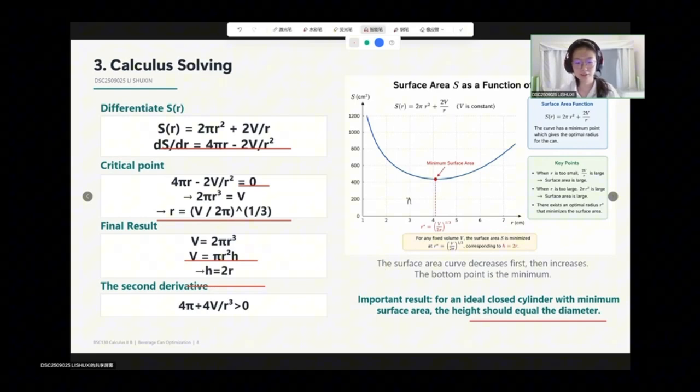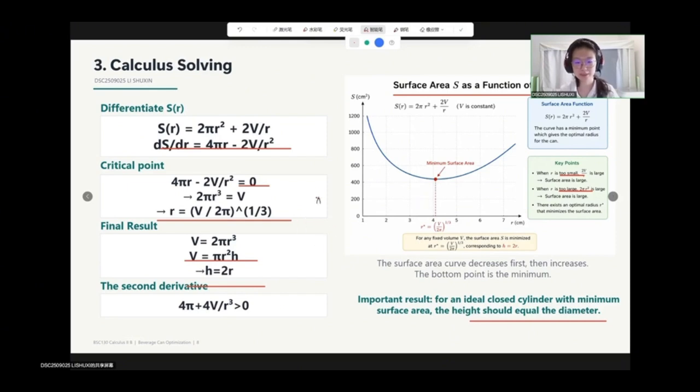Now, let's look at the graph of the surface area function. When the radius is too small, the can must become much taller to maintain the same volume. As a result, the curved side surface becomes much larger, causing the total surface area to increase. On the other hand, when the radius is too large, the top and the bottom circular areas increase rapidly. This also causes the total surface area to increase. Therefore, neither a very small radius nor a very large radius is optimal. There is one balance point where the surface area reaches its minimum, which is exactly the critical point we calculated.